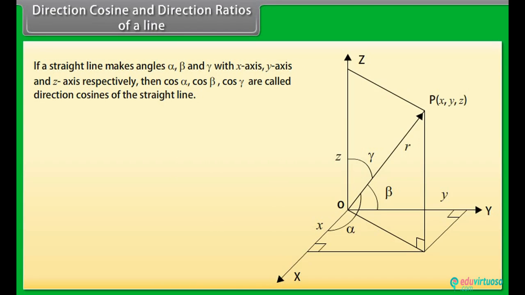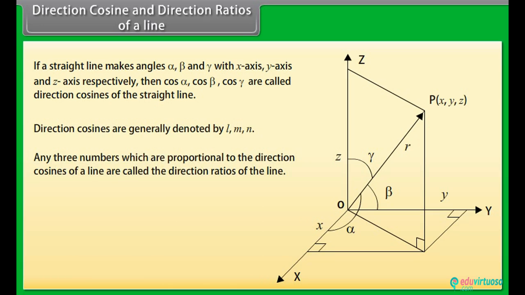Direction cosine and direction ratios of a line. If a straight line makes angles alpha, beta and gamma with x-axis, y-axis and z-axis respectively, then cos alpha, cos beta, cos gamma are called direction cosines of the straight line. Direction cosines are generally denoted by L, M, N. Any three numbers which are proportional to the direction cosines of a line are called the direction ratios of the line. If A, B and C are direction ratios of a line, then A equals lambda L, B equals lambda M, C equals lambda N.